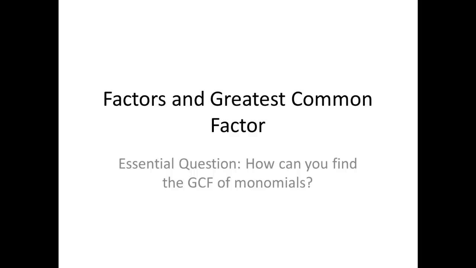Okay, in this lesson we will learn how to find the GCF, or greatest common factor, of monomials. Suppose we had to find the greatest common factor of 16 and 24. If you recall from earlier grades, the greatest common factor of 16 and 24 is the largest number that divides both.